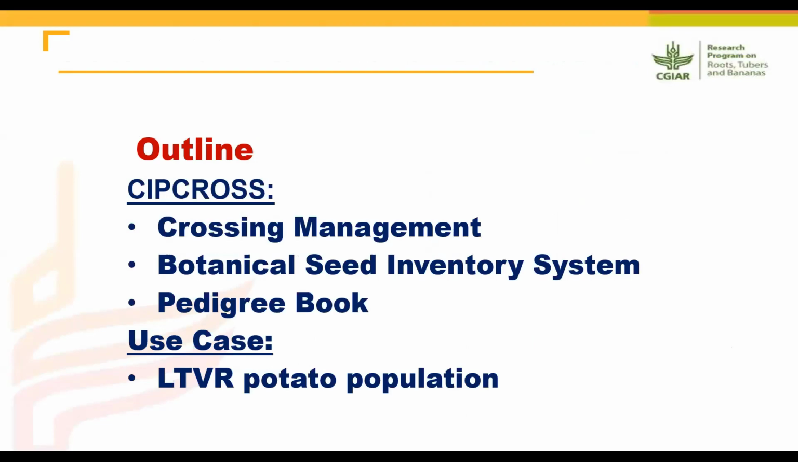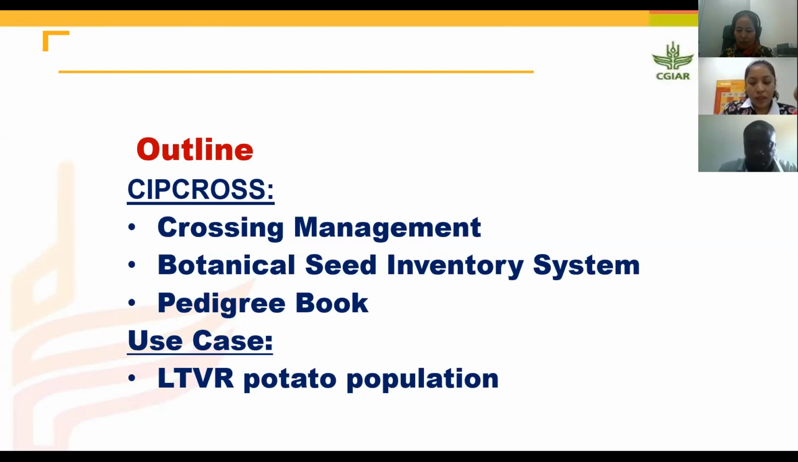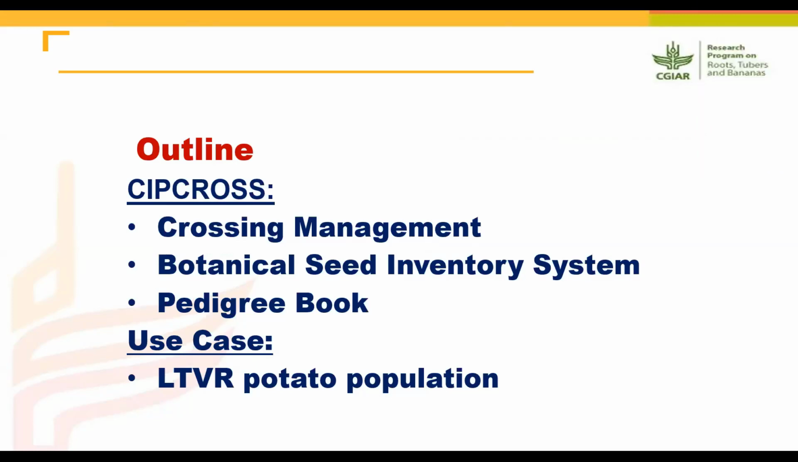Plant breeding is a process of developing improved varieties of plants with desirable traits from existing ones. The process of crossing two or more plants together to obtain offspring with new desirable characters as a result of genetic recombination is called hybridization, and is perhaps the most important moment in a breeding program. This is why the outline of today's presentation is about the SIP cross, which involves the crossing management, the botanical seed inventory system, the pedigree book, and a use case for potato.